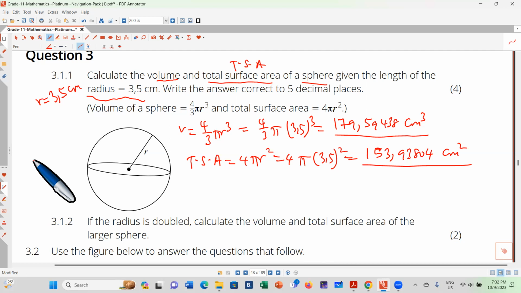3.1.2. This one: if the radius is doubled, calculate the volume and total surface area of the larger sphere. If the radius is doubled, right? So if you double the radius, what happens to the volume? So we're interested in the volume.